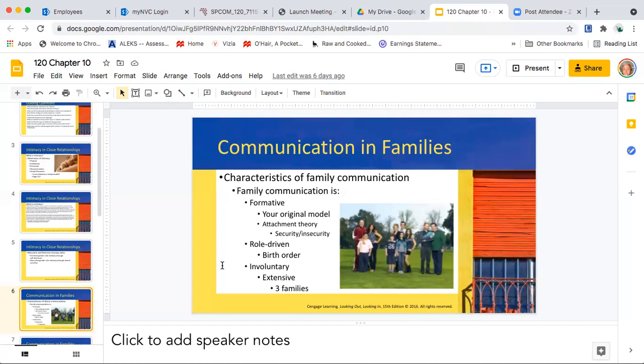Okay. The other thing is that family communication is involuntary. I mean, you can't not communicate. You're creating and teaching one another how to communicate, and it's involuntary.